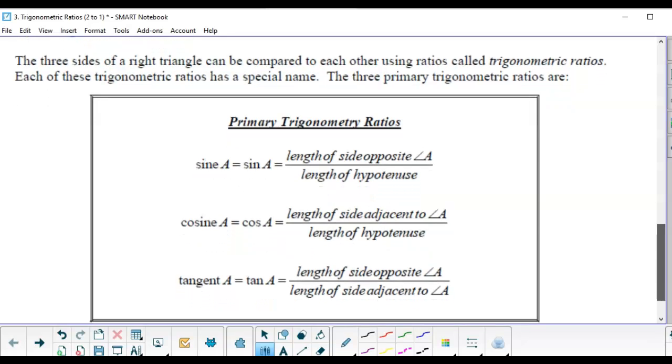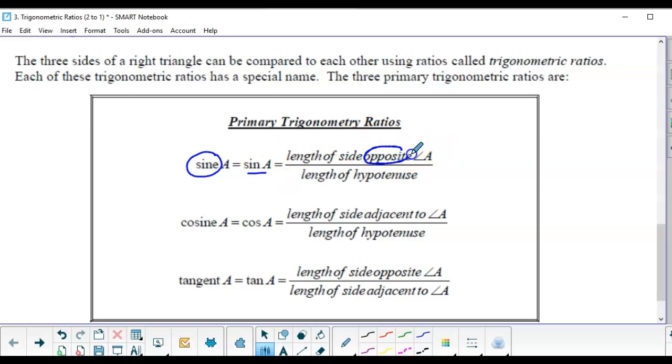So the three sides of a right triangle can be compared to each other using trig ratios. These trig ratios have special names. The three primary trig ratios are sine of A. So this is the full word. This is the abbreviation. It looks like sin, but think, math is not a sin. So we don't abbreviate it to say it that way. Just say it as sine, right? It takes the same amount of time. Just in letters, it's the abbreviation.